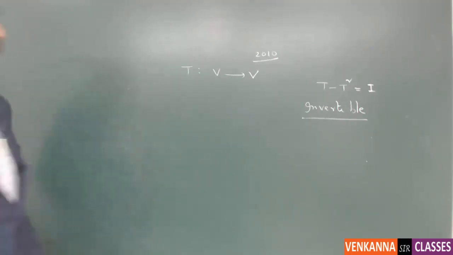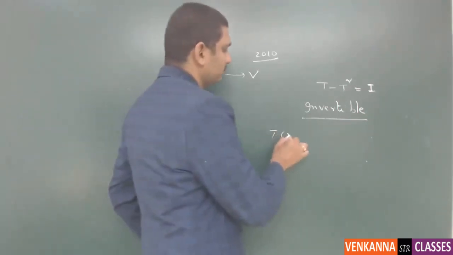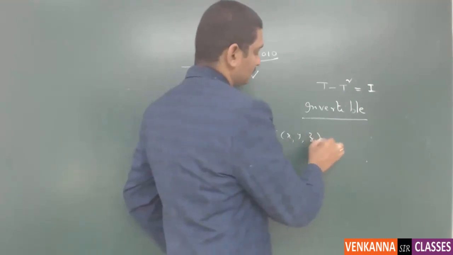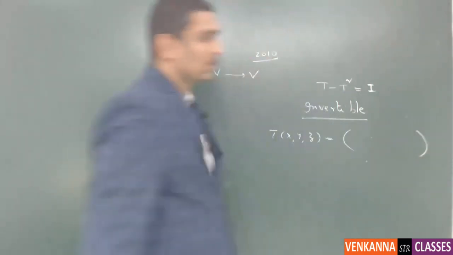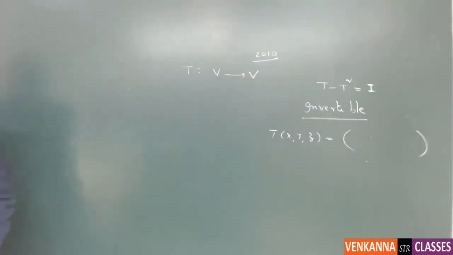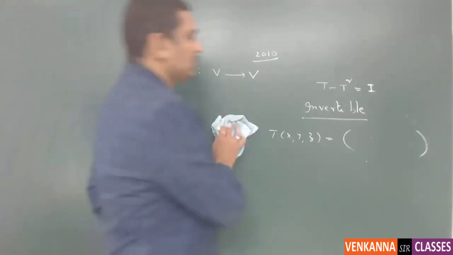Whenever the condition of T is given to us, using the condition of T, we will determine what could be the possible vectors in the null space. Here the condition of T is not at all given, then how to show that it is invertible?